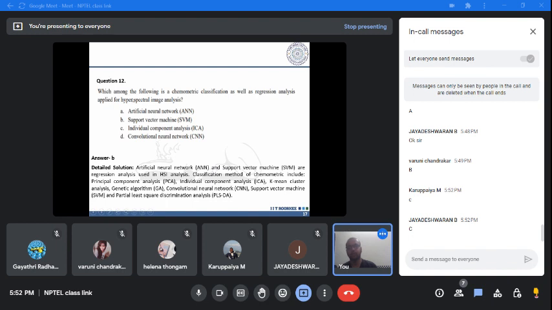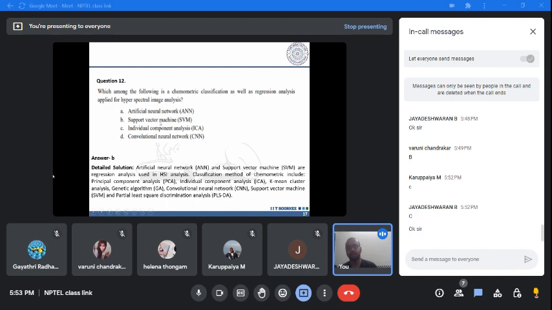So the one that is both a chemometric classification as well as regression analysis method, your answer will be the support vector machine. That will be the correct answer.